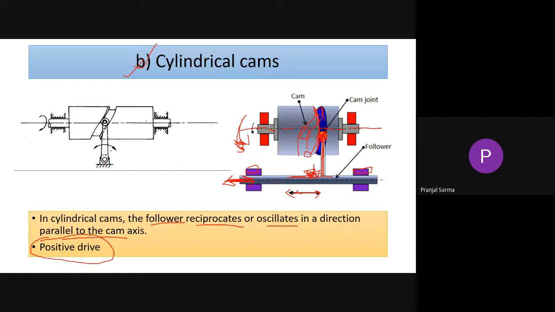Similarly, depending on how you construct it, it can be an oscillating kind of motion also. If you pivot this particular portion here, if you make a pin joint here, then whenever the cam is rotating, the follower, already attached here in the groove, will be constrained to oscillate only. The movement will be an oscillating kind of movement about this particular point. So this is about the cylindrical cam.